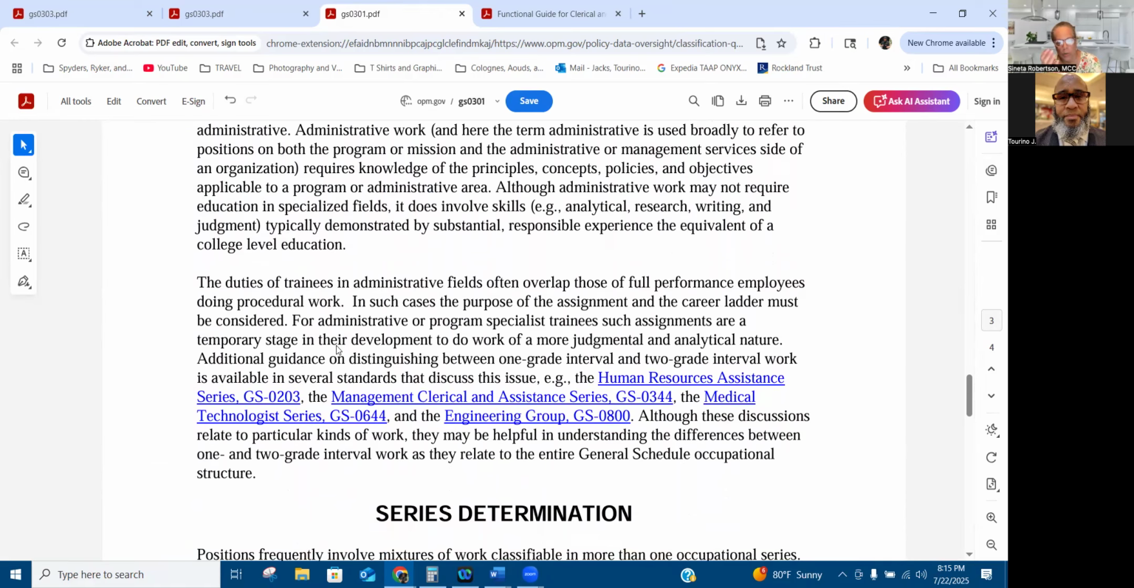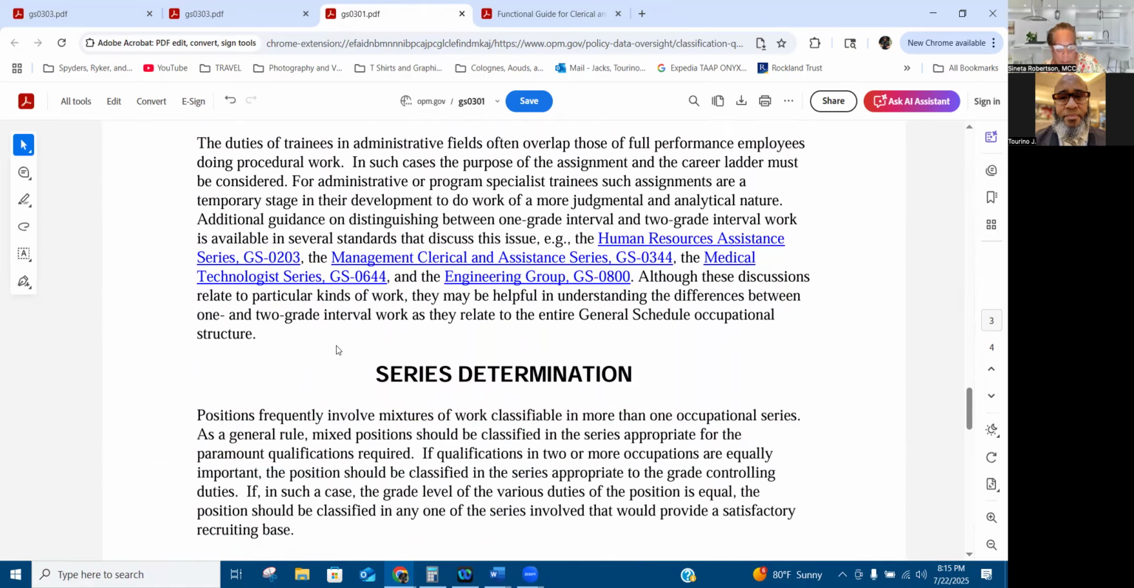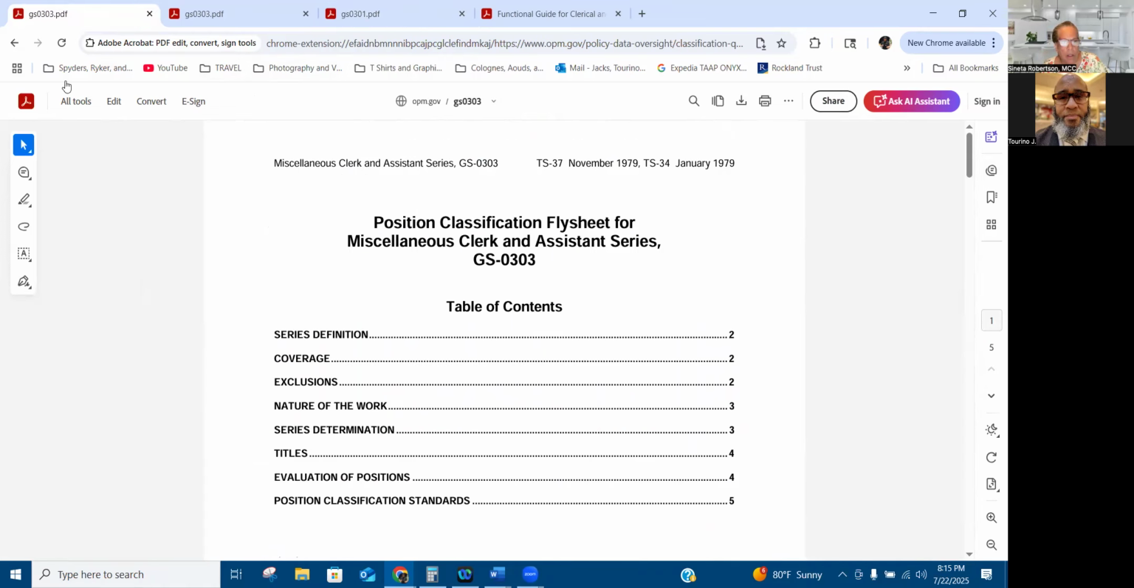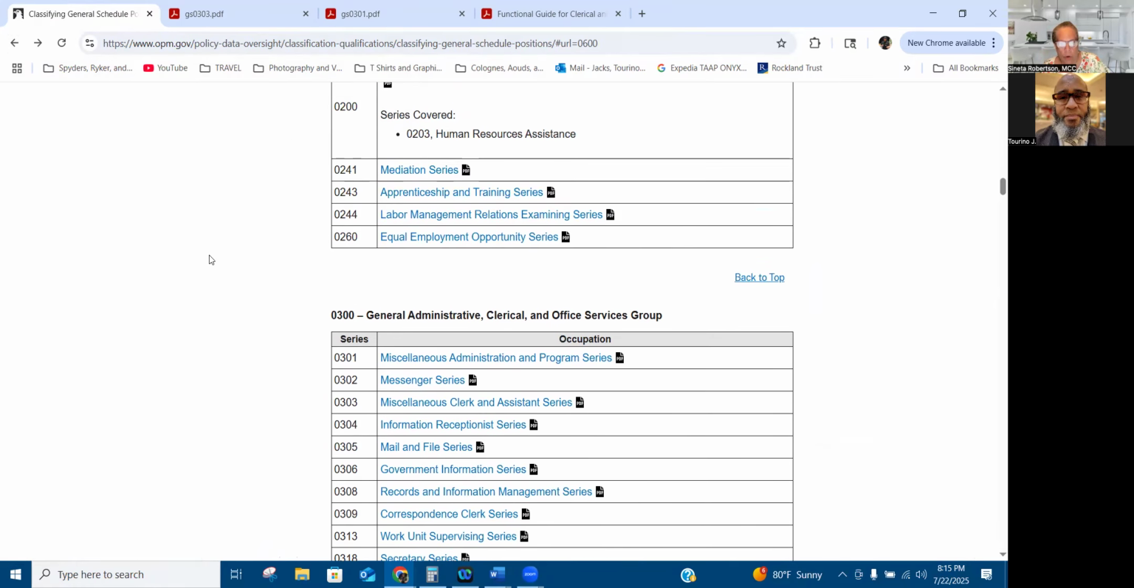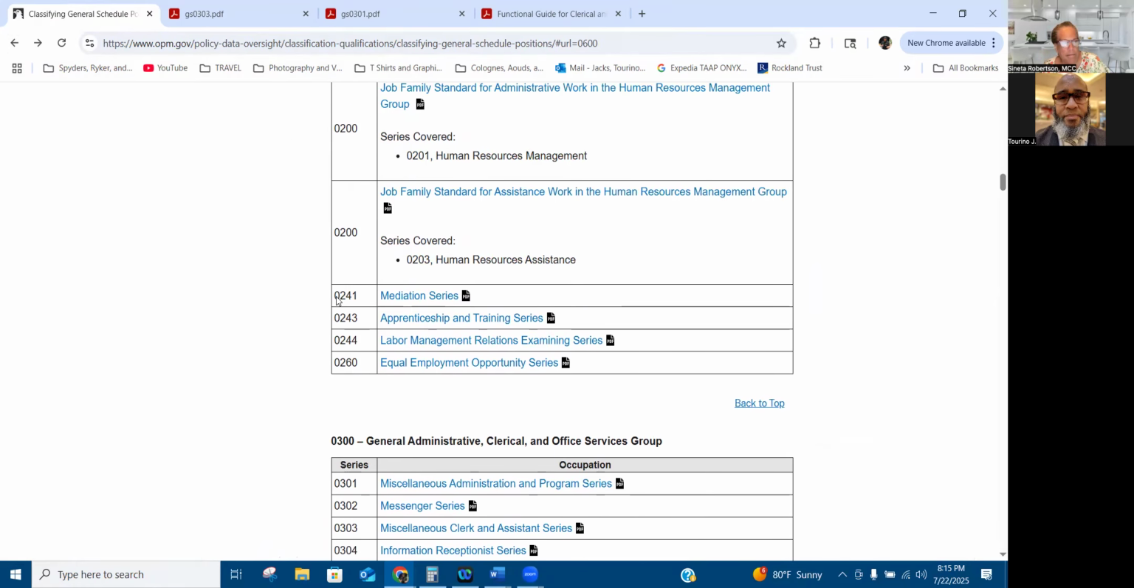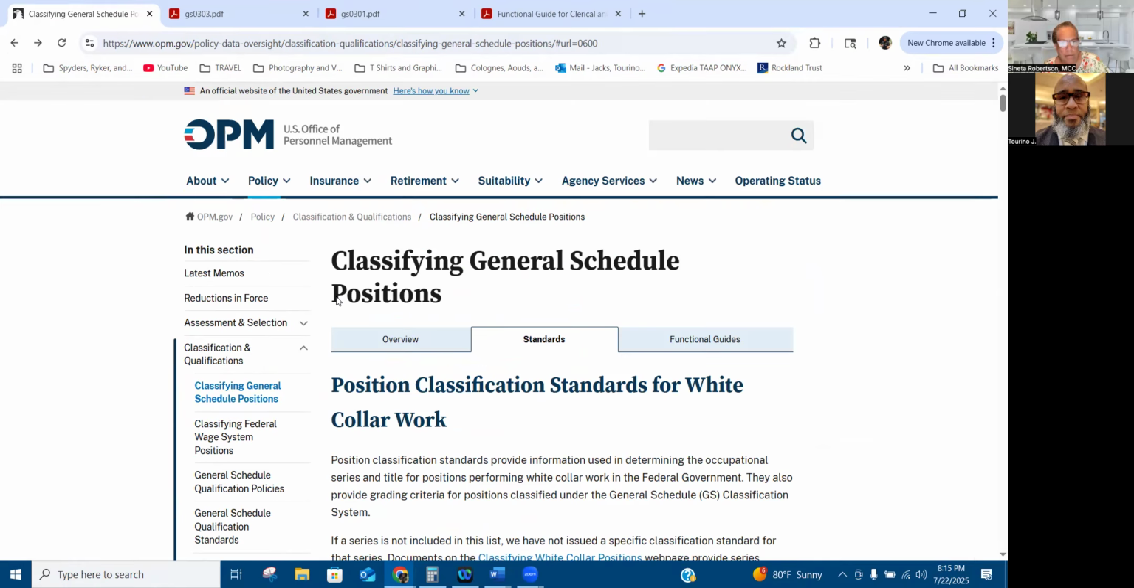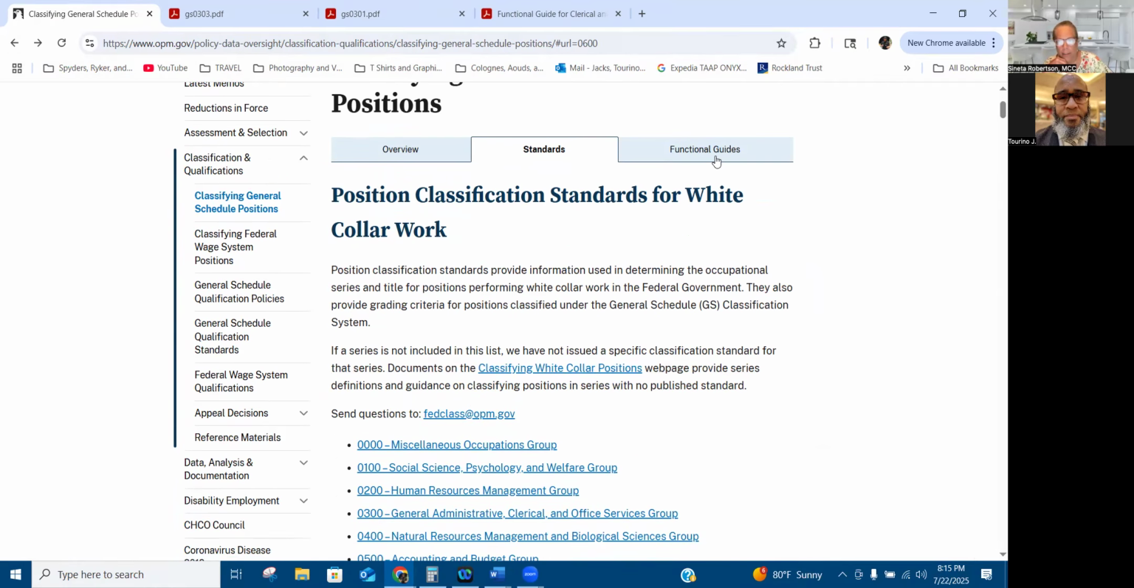Yeah, they don't give you a link to it in here. I'm not sure why. They should. That's the one everybody always uses. Let's go back here. Go all the way up to the top. See the functional guides?